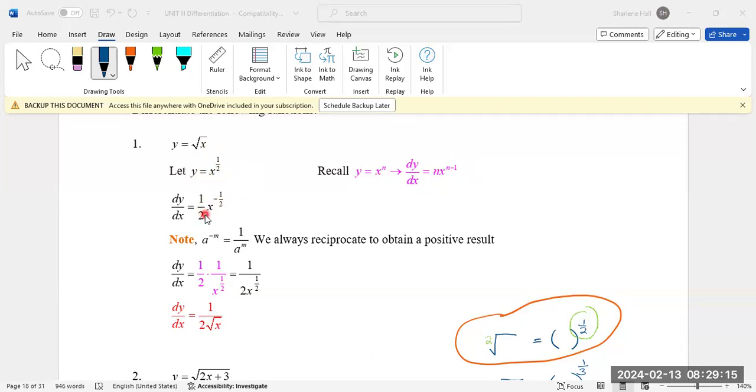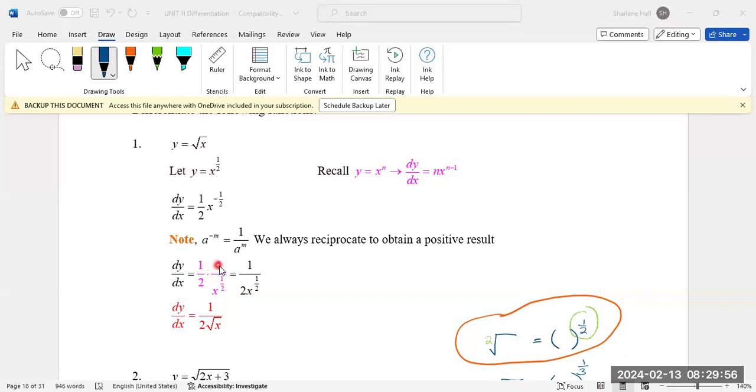And then you have to reciprocate it in order to get the positive power. So in reciprocating, remember from pre-calculus, a to the negative m is equal to 1 over a to the positive m. So what I'm doing right here is converting this x to the negative a half into a positive power by reciprocating it. Now, when I reciprocate it, I'm going to say 1 over x to the positive a half. This 1/2 remains the same.